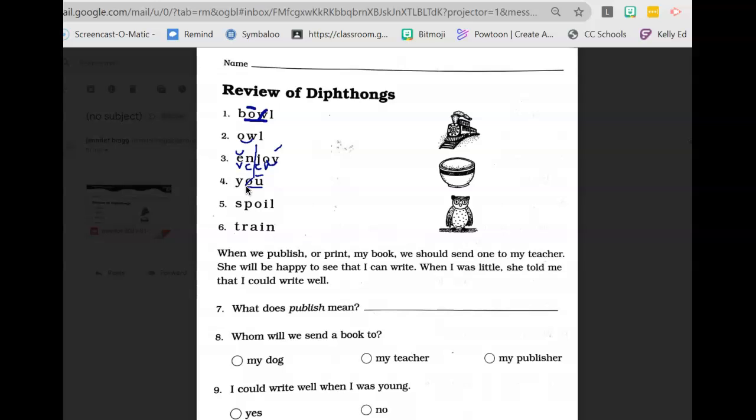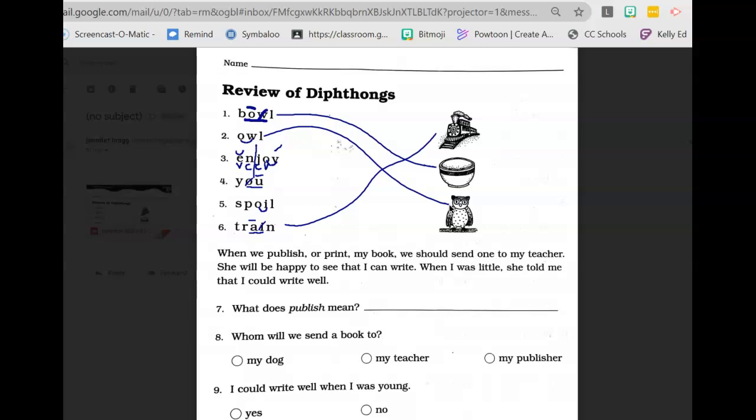Next one, spoil. O-I, arc here for the diphthong. And we've got the A-I digraph there, and we're going to mark long A, no I sound. Let's match up our pictures. Got one there. Okay. Next one. We have a bowl and we have an owl.